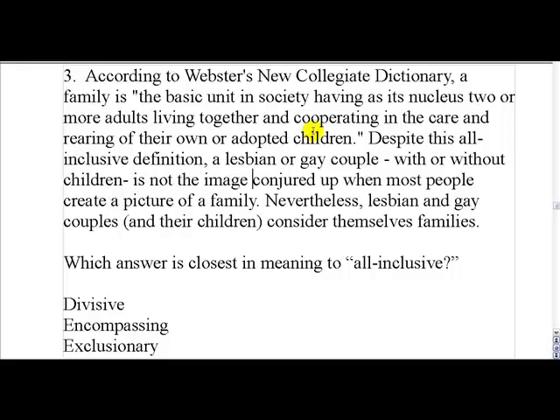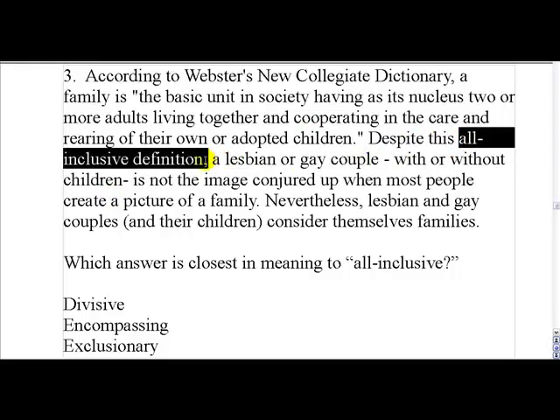But we're focusing more on all-inclusive. I think if you know the word include, all-inclusive pretty much means everything. So you go back to the definition: the basic unit, having as its nucleus two or more adults living together and cooperating in the care and rearing of their own or adopted children. So all-inclusive means a pretty general definition, but a definition which pretty well fits everybody.